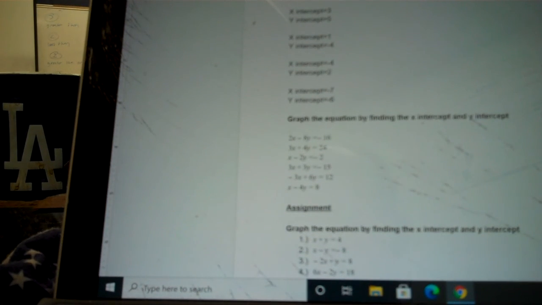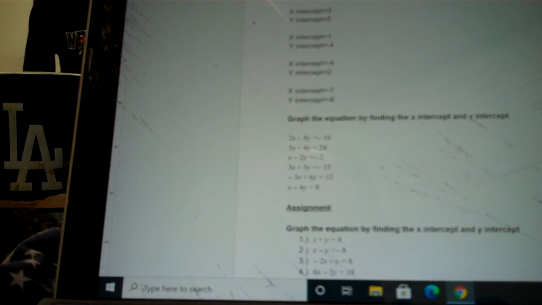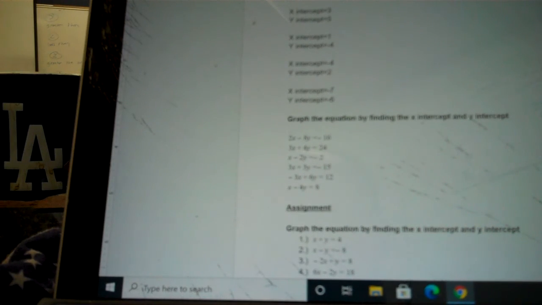Negative 1, negative 2. Remember, notice how every one of these problems we've got a point on this line and a point on this line. That's how that works. Okay, then you guys got 4 problems to do on the assignment.